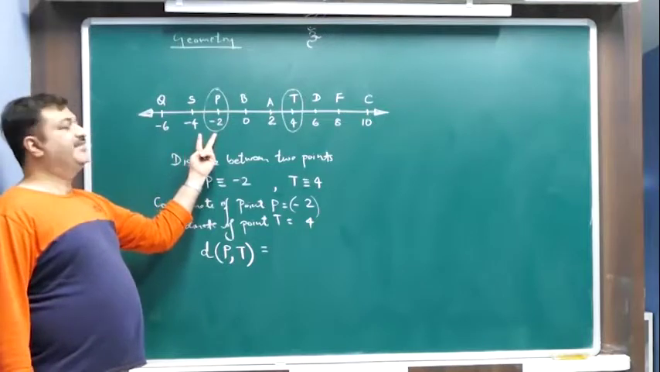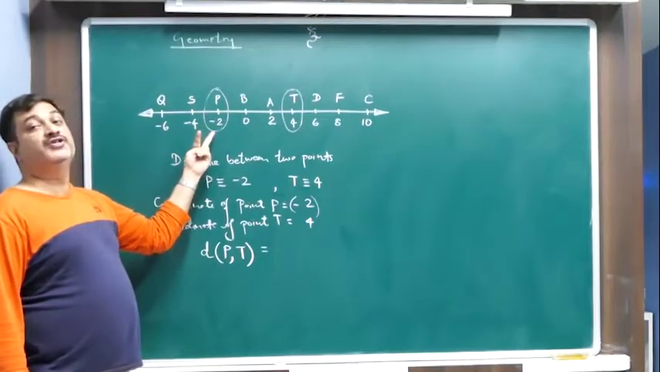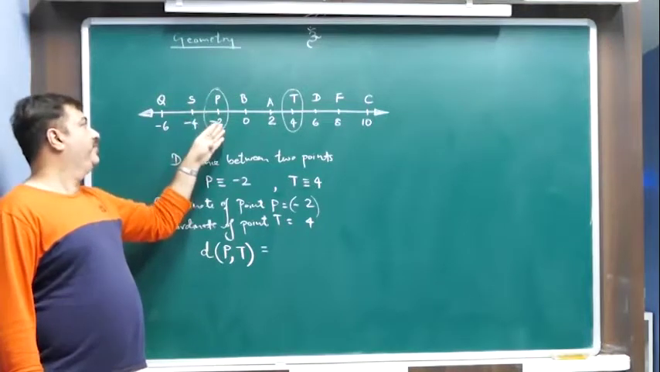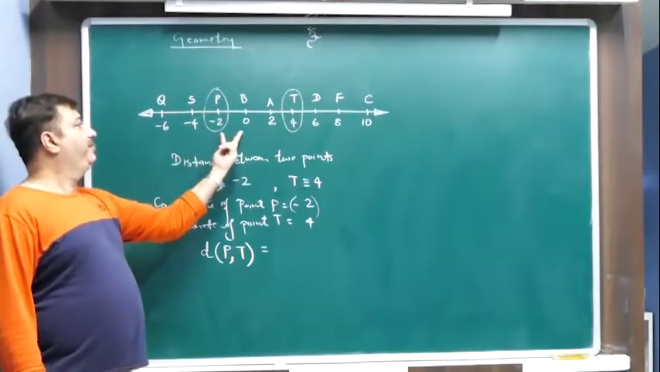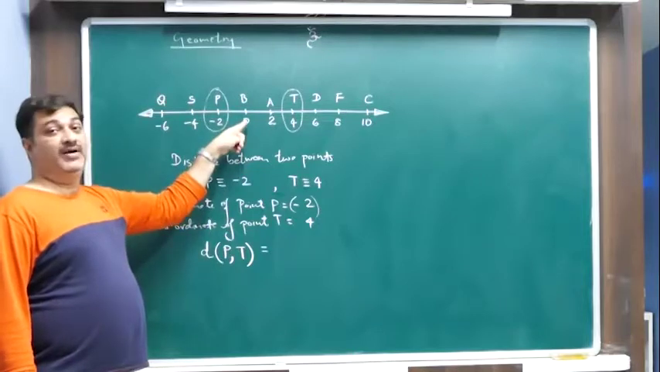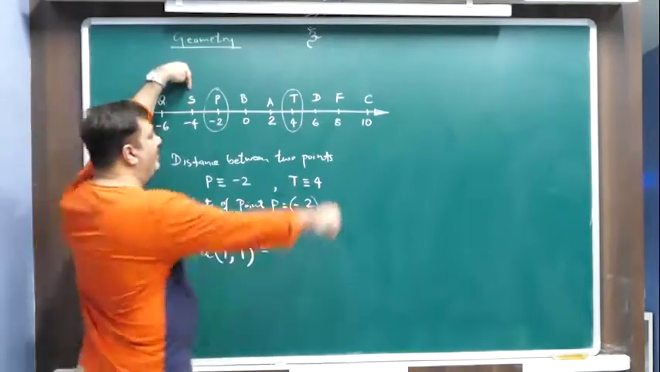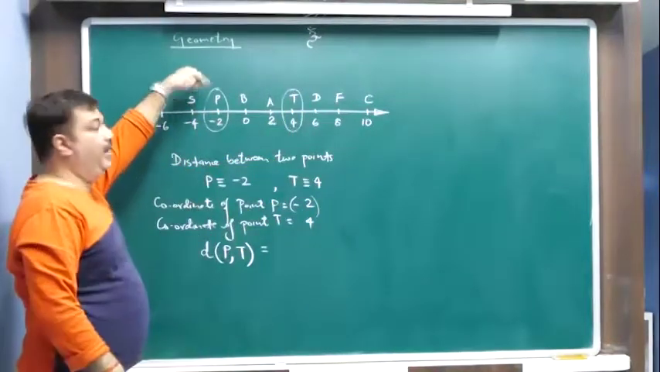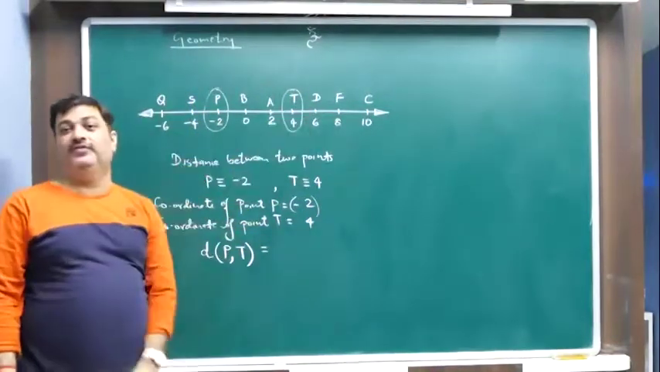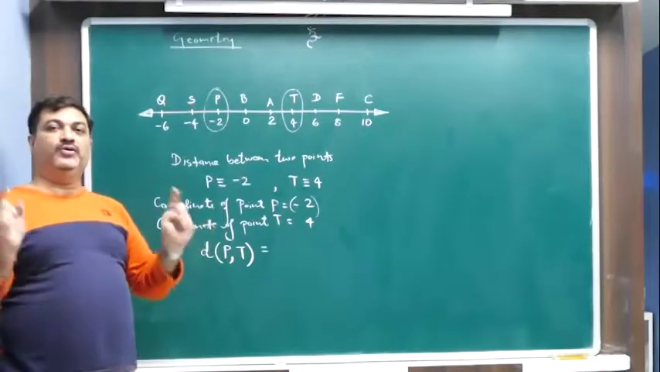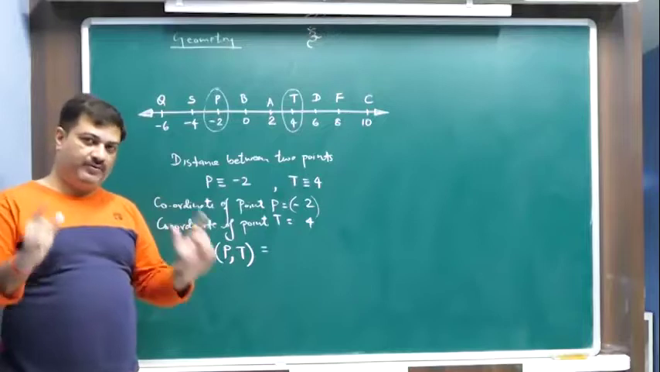Who is greater between S and P? -4, -2. Who is greater? -2, which is P. P will be greater than S. Between P and B, who is greater? B. Why? Because B lies to the right of P. Correct? Between S and F, who is greater? F, because F lies to the right of S. So F is greater. Understood how to calculate which coordinate is greater? Good.